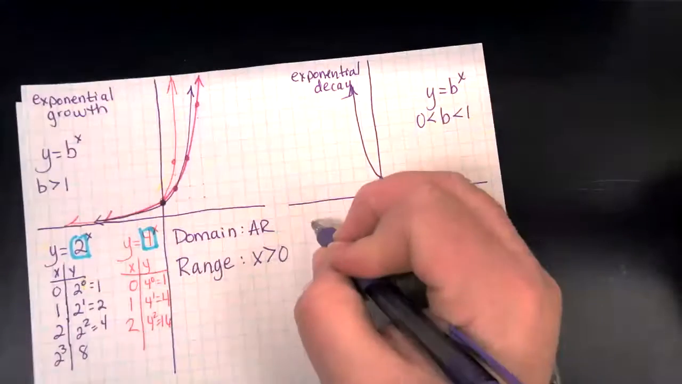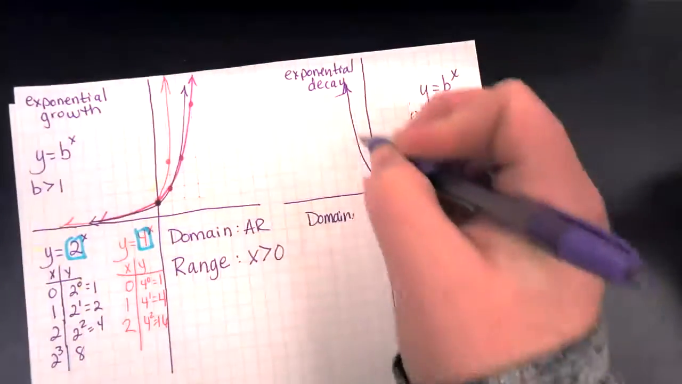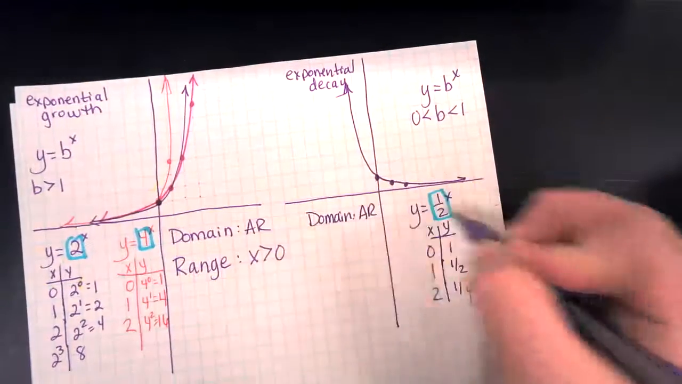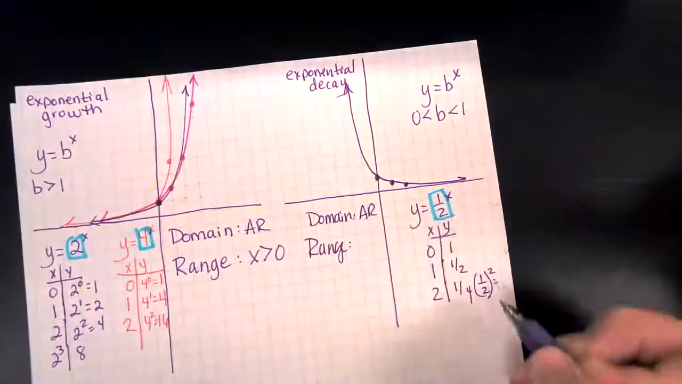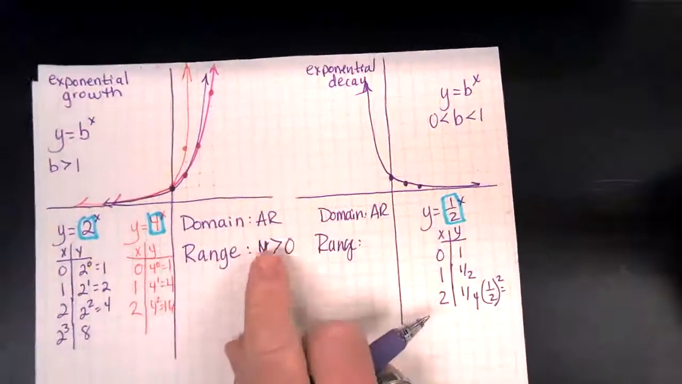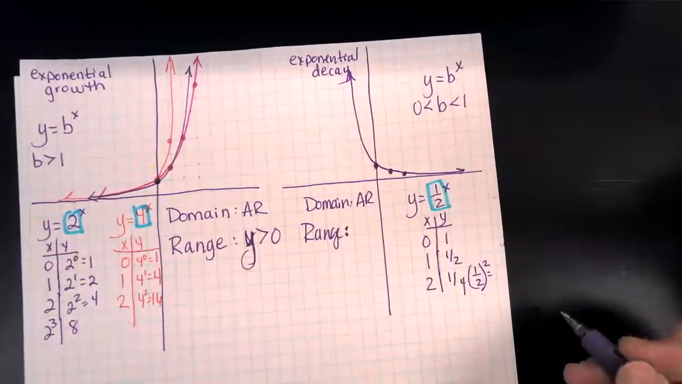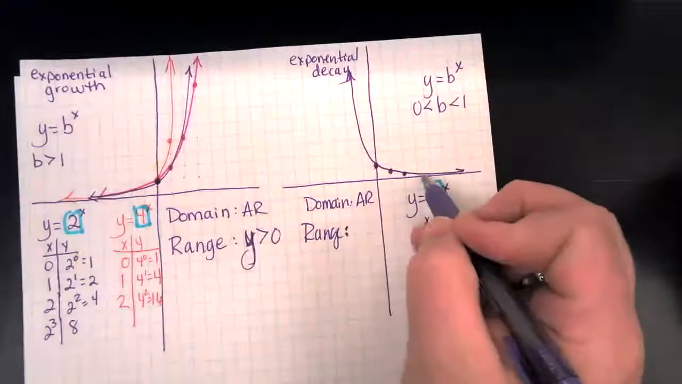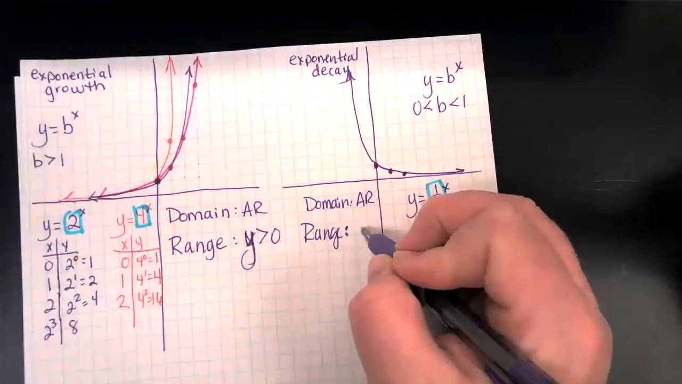Okay, we're almost out of time. Domain, guess what? Same thing, all real. Range. Oh, why did I put an x? Nobody called me out on that. I put an x, I need a y. My range, guess what? This is gonna get small. Is it ever gonna cross 0? Nah.